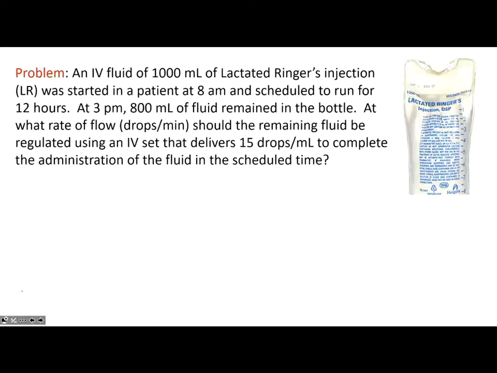All right? Next question says, IV fluid of 1,000 milliliters of lactated ringer solution, or LR, was started at the patient at 8 a.m. and scheduled to run for 12 hours. At 3 p.m., 800 milliliters of the fluid still remained in the bottle. At what rate, now this is important, make sure you do this with all these questions, always circle what the final answer needs to be in. At what rate in drops per minute should the remaining fluid be regulated such that the IV delivers using a set that has 15 drops per mil? What's the rate in drops per minute? Okay, so that we get it done by the time it's supposed to be done.